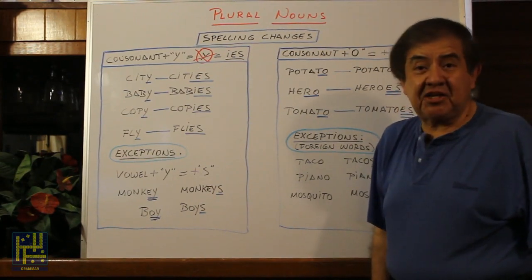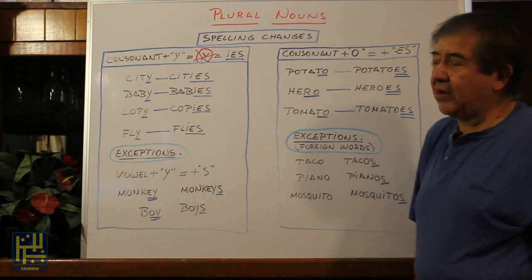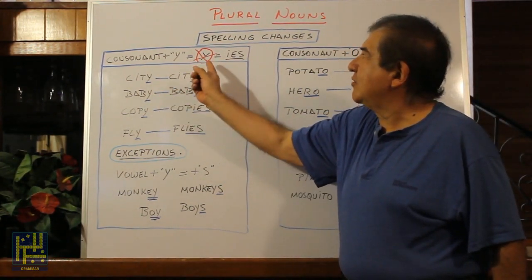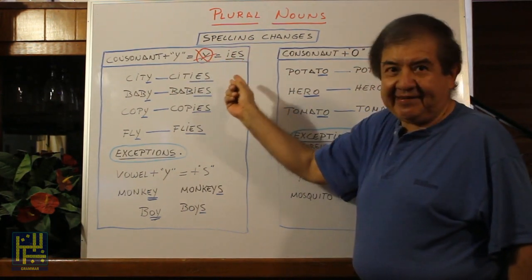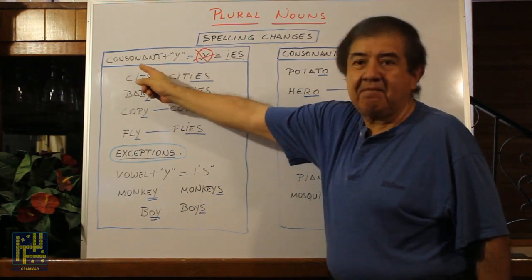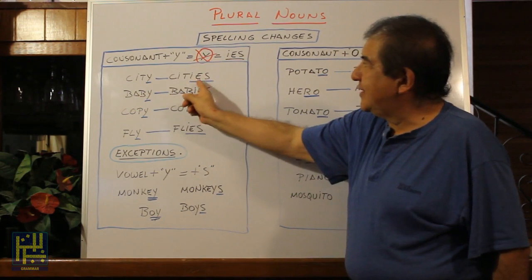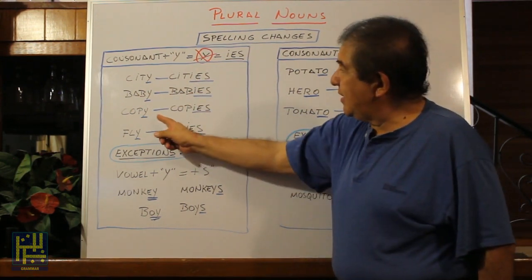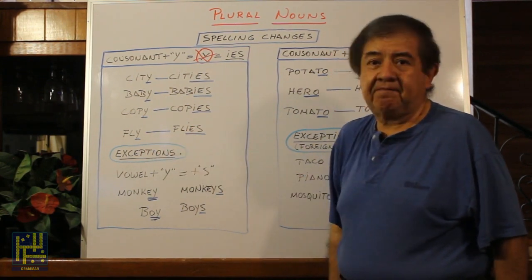There are some spelling changes in the plural noun formation. For example, when the noun ends in Y, we're going to change the Y and we're going to add IES. But this is a rule when the Y is preceded by a consonant. For example, city, cities, baby, babies, copy, copies, fly, flies.